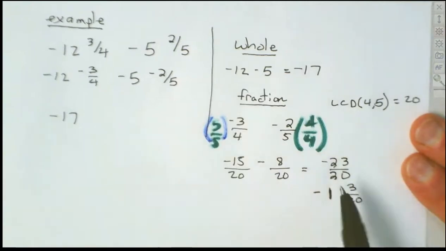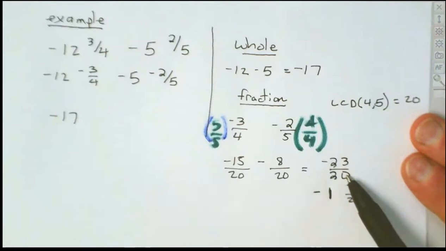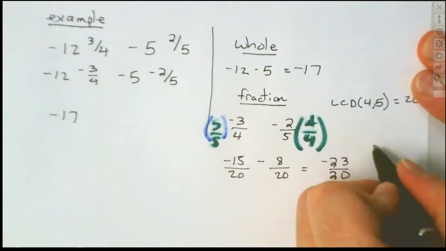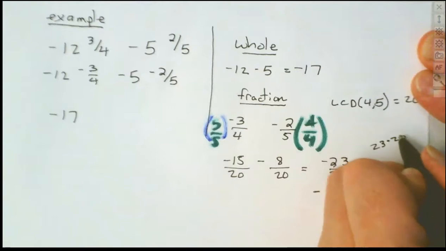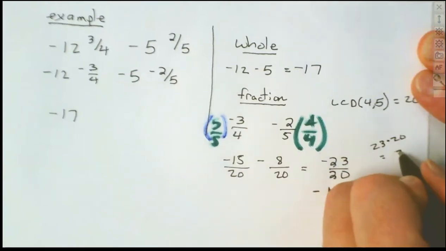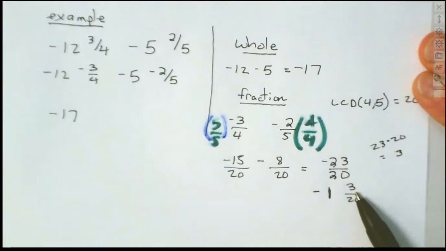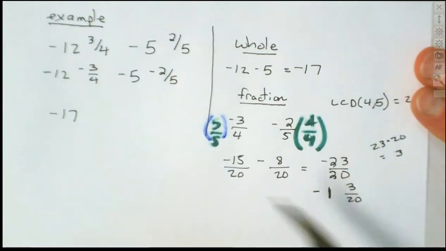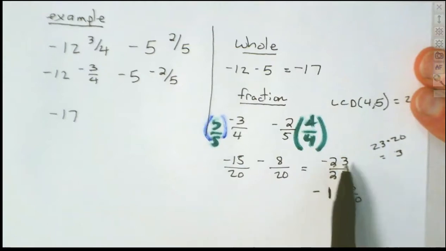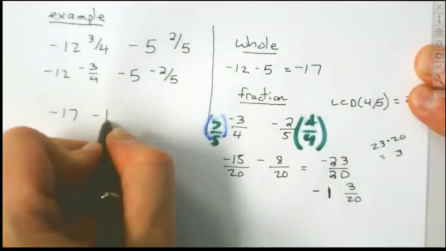Now, how did I come up with 1 and the 3 over 20? Well, this one is larger, right? The top half is larger than the bottom half. And what's 23 minus 20? Well, that is a 3. So that's why it's a 3 there. Because you need to make sure you turn it back into a mixed fraction. If the top half is larger, what you do is you just subtract the bottom half from it, and that gives you that. Now, what can we do?